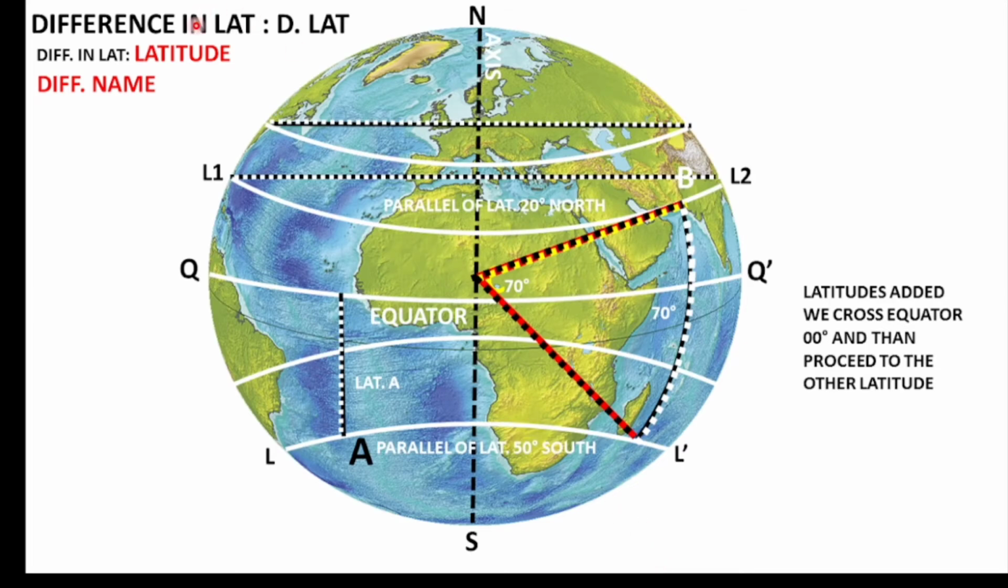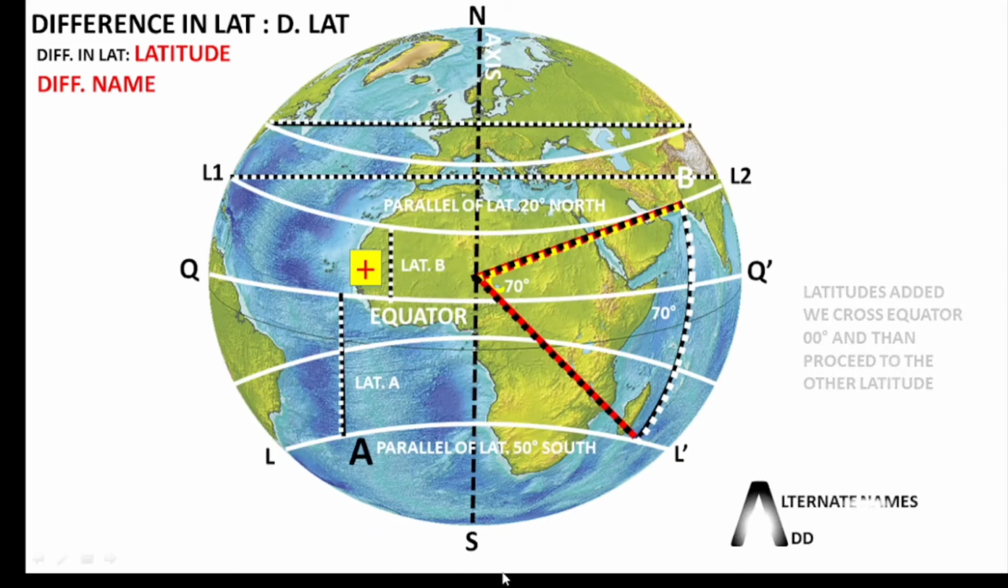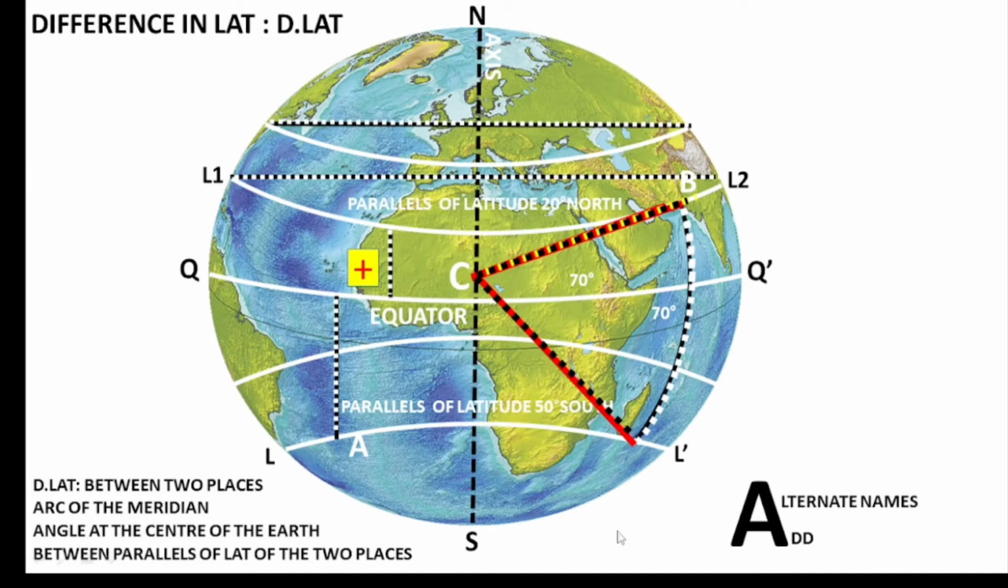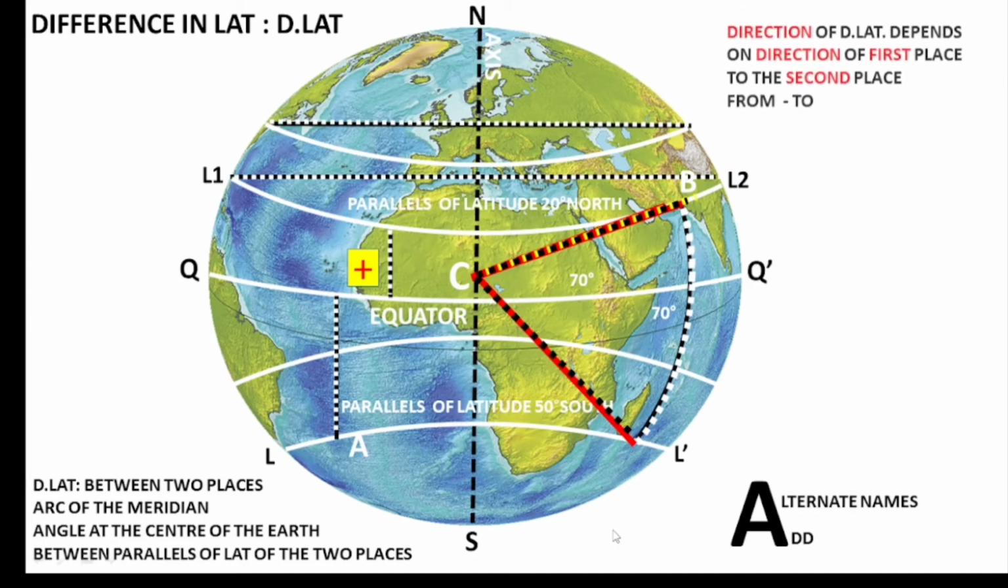So when you have different names, latitude of A plus latitude of B. So when the names of the latitudes alternate or are different, you add. And D lat between all the points on these two latitudes will remain the same as 70 degrees.